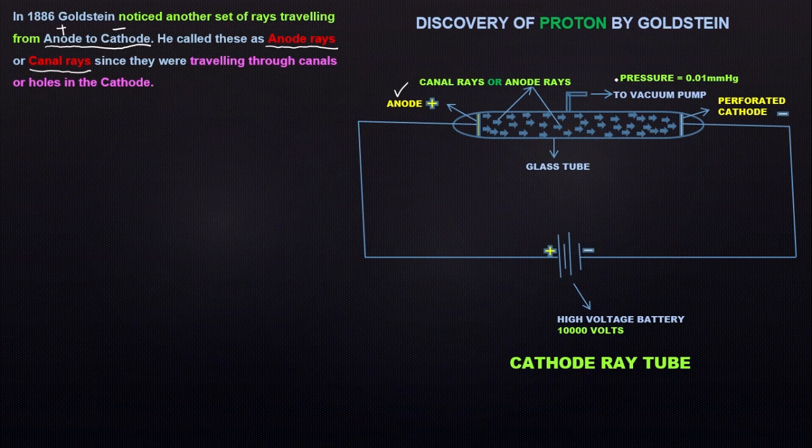Why? Because they were allowed to pass through the perforated cathode. Perforated cathode means having holes in it, having small holes in it. Perforation is there. So these anode rays were traveling through these pores which are there in the cathode. Then they hit the zinc sulfide screen. So that's why they were also called canal rays. Okay, canal for a hole.